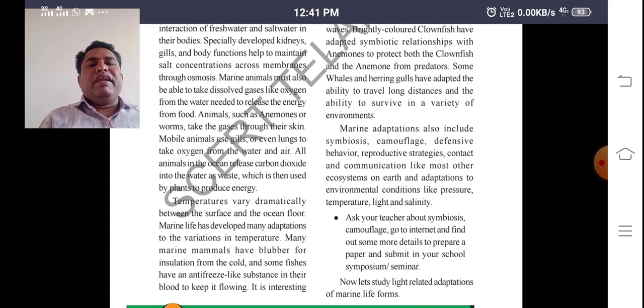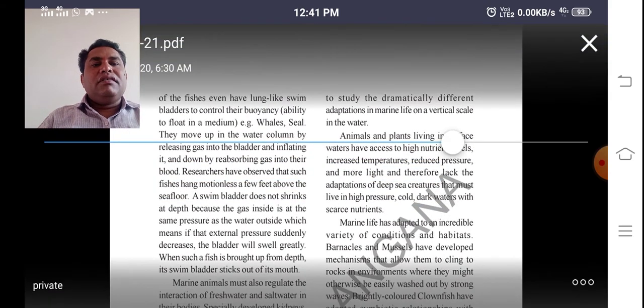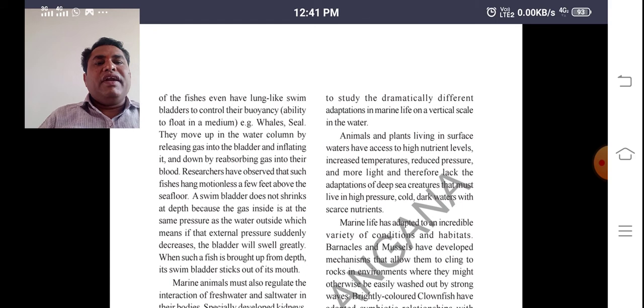So temperature varies dramatically between the surface and the ocean floor. Marine life has developed many adaptations to the variations in temperature. Many marine mammals have blubber for insulation from the cold. Some fishes have an antifreeze like substances in their blood to keep it flowing. So it is interesting to study the dramatically different adaptations in marine life on vertical scale in the water.